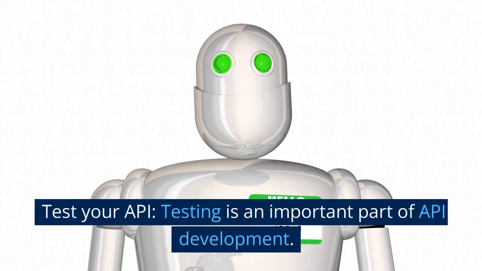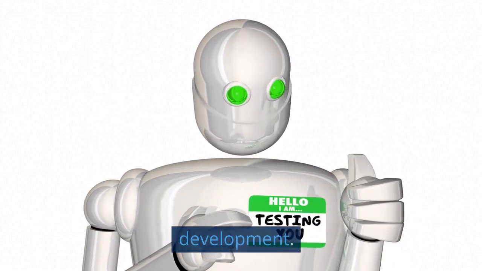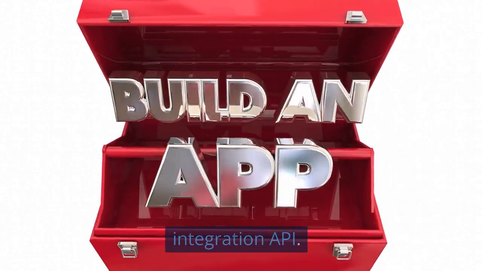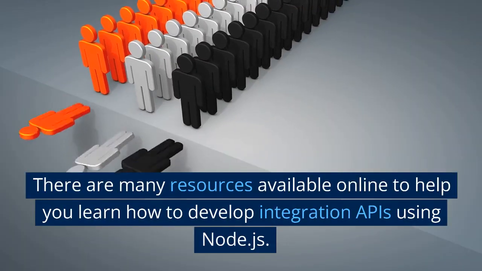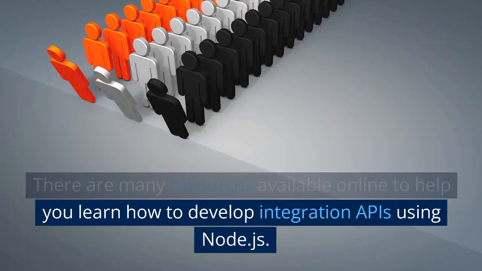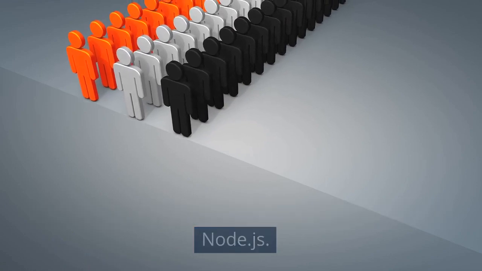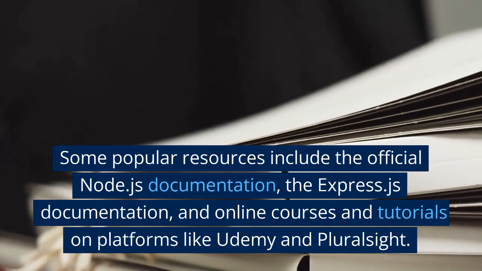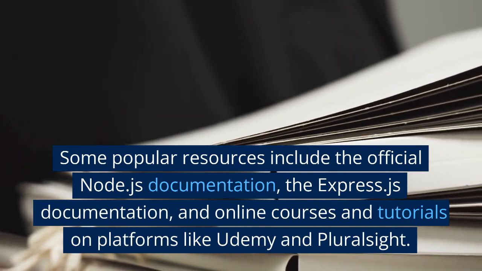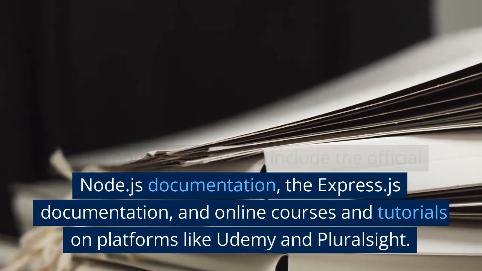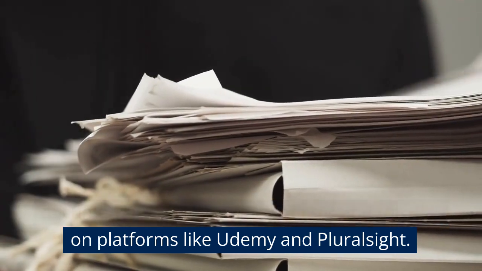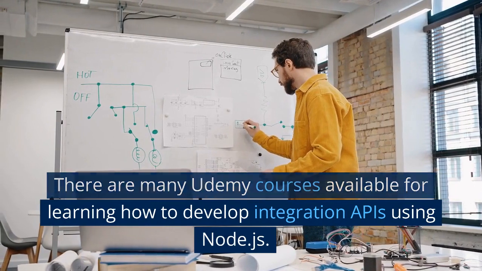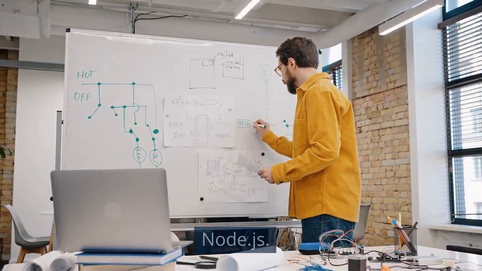Test your API. Testing is an important part of API development. You can use tools like Postman or Jest to test your integration API. There are many resources available online to help you learn how to develop integration APIs using Node.js. Some popular resources include the official Node.js documentation, the Express.js documentation, and online courses and tutorials on platforms like Udemy and Pluralsight. There are many Udemy courses available for learning how to develop integration APIs using Node.js.